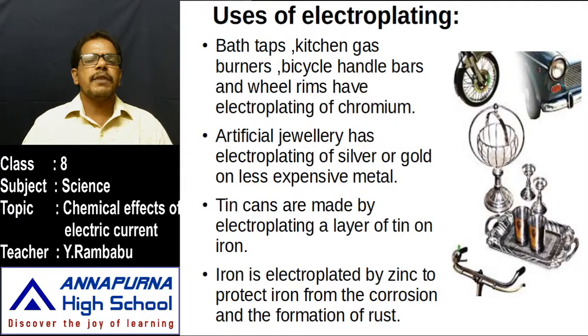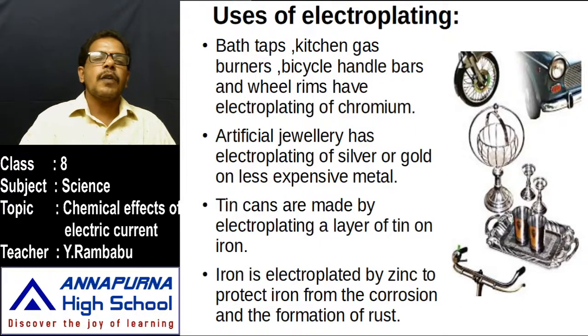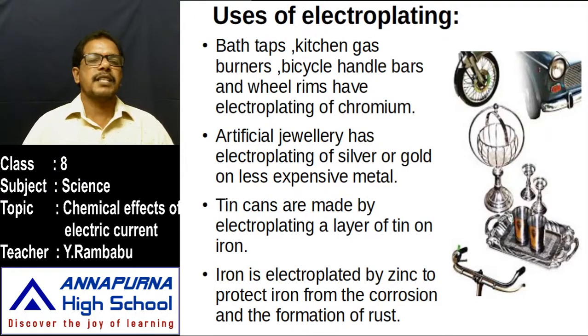Generally, most of the things we use in our daily life are made of metals. We know metals corrode easily, but not all metals. That's why, on a metal which corrodes easily, a non-corrosive metal is given as a coating by using this electrolysis process or electroplating. Let us observe in our daily life: bath taps, kitchen gas burners, bicycle handbars and wheel rims. All of these are lustrous, shiny. Really, is what is present inside lustrous? No, that is another metal. But on all of these, what is given? Chromium is given as a coating by using this electroplating process or electrolysis.